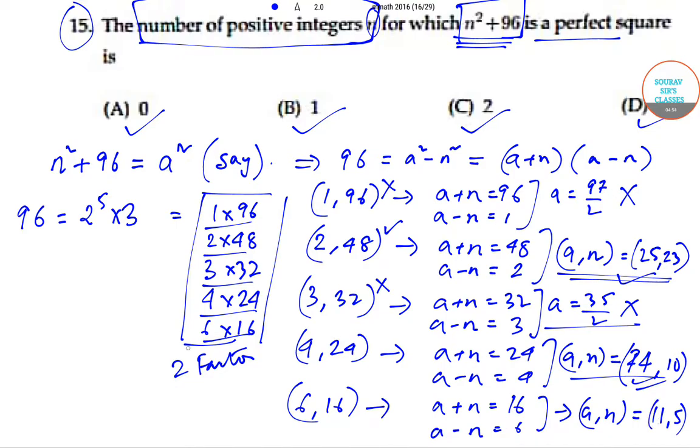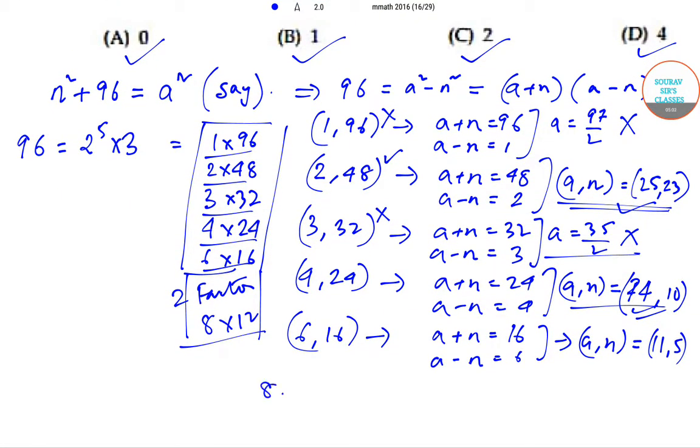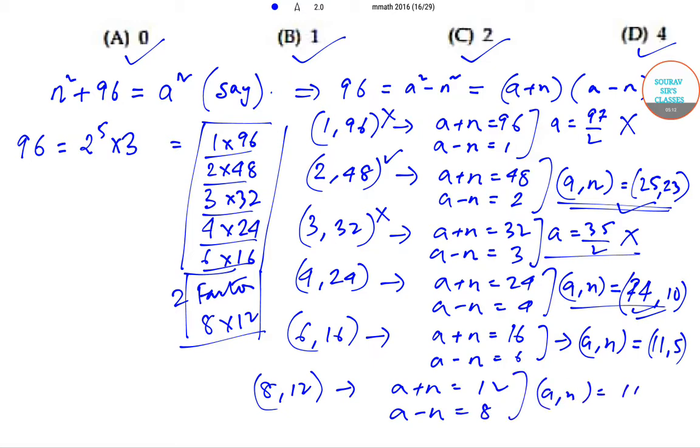I have forgotten one more option over here. 96 is also equal to 8 into 12. Okay, this is what I forgot. Now if we check for 8 and 12, this will come down to a plus n if we take as 12 and a minus n if we take as 8. Then a and n will take the values 10 and 2. So basically we can say that there are 4 options available.